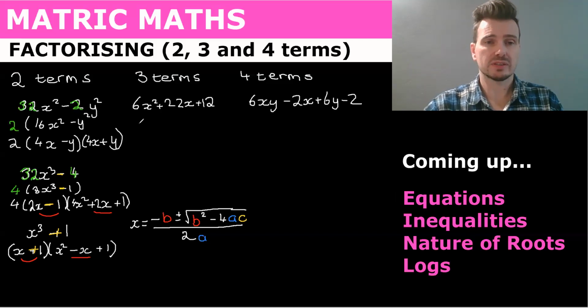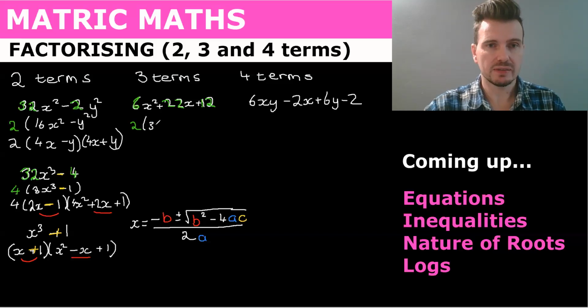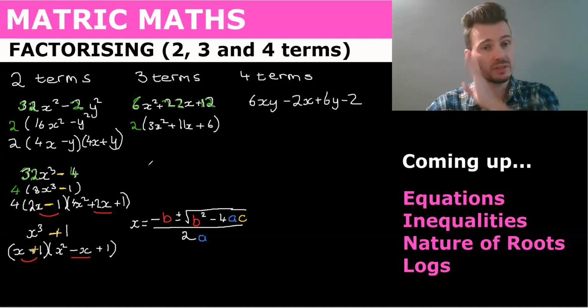So again, I look at the terms and I see that a 2 goes into all of these. Okay, so I take out a 2 and I get 3x squared plus 11x plus 6. Right, now I can put these into my calculator.